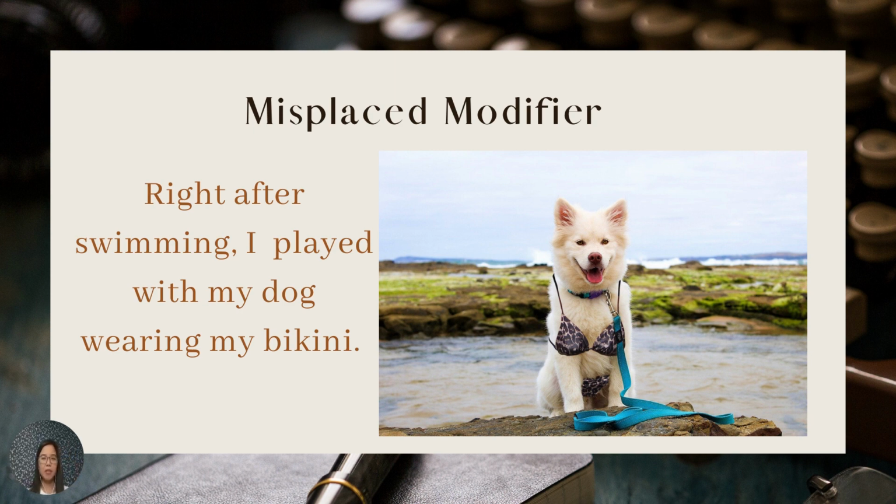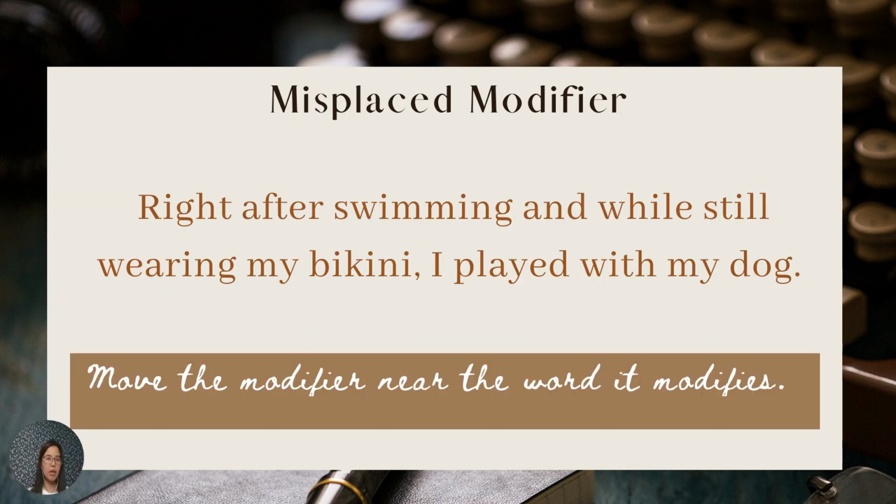So imagine how my dog would look wearing my bikini. So to prevent ambiguity, you have to move the modifier near the word or words it modifies. So in this way, it is clear that it is I who is wearing the bikini and not the dog. In this sentence, right after swimming and while still wearing my bikini, I played with my dog. So that clarifies it. It is clear now who wears the bikini.